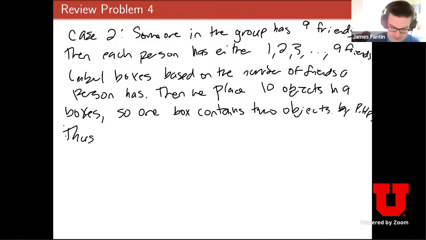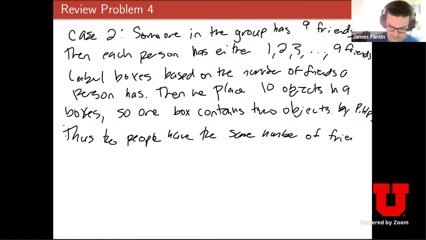So those 2 people have the same number of friends. In either case. So we're done with this proof. Are there any questions on this one? Or in general for Pigeonhole?